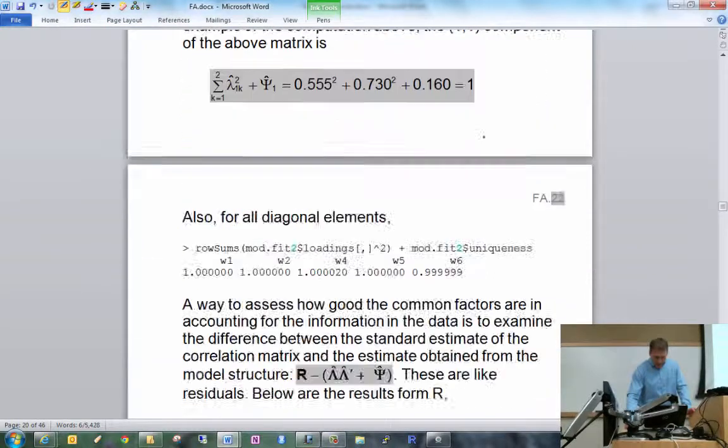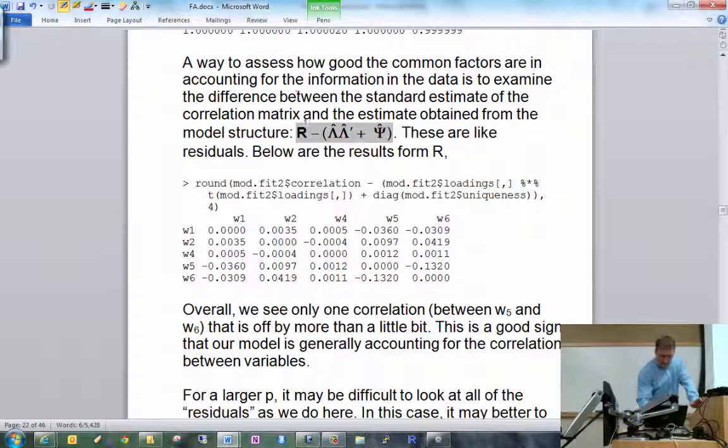Let's see, where are they? Here we go. So what we can do is look at this capital R matrix. This is our estimated correlation matrix that comes about through using the usual formulas for correlations that was presented in the data, distributions, and correlation section of our notes. And we take that R matrix and we subtract off essentially what our factor analysis model says that the estimated P, the true correlation matrix, should be.